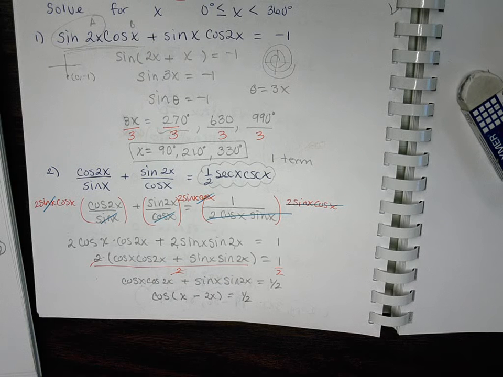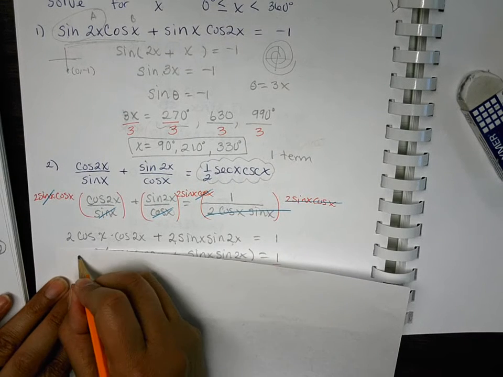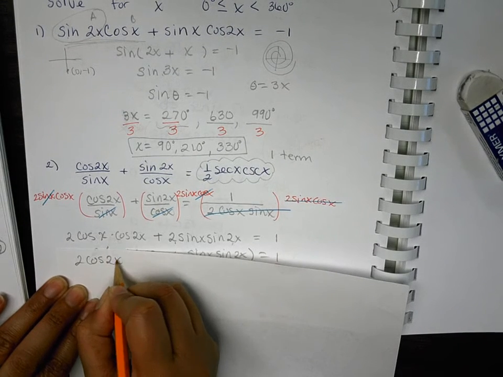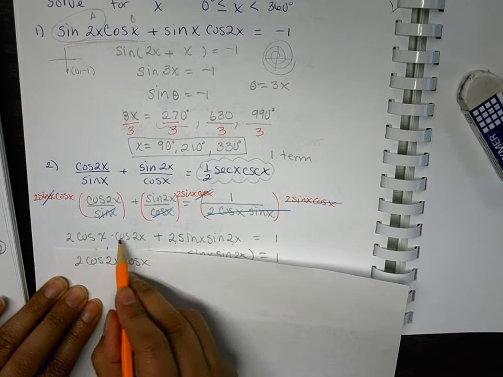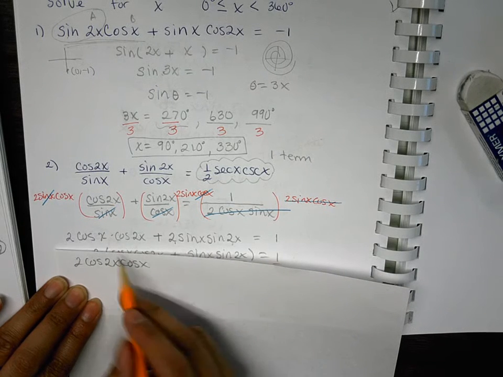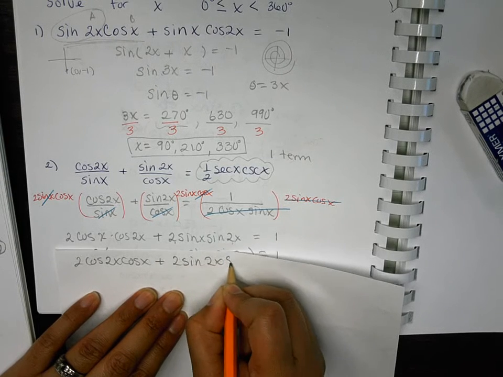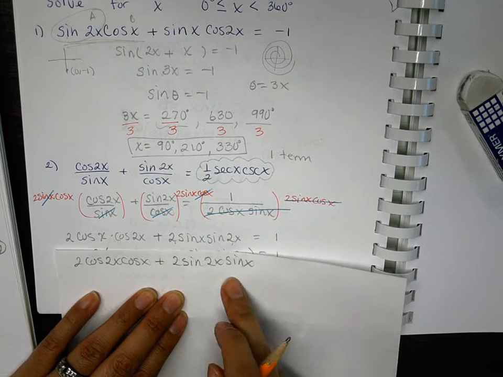So what if somebody wrote this instead? 2 cosine 2x cosine x. Is that the same thing because multiplication is commutative? Yes or no? Yes. Okay, plus 2, again, sine 2x, sine x. Could I do that because multiplication is commutative?